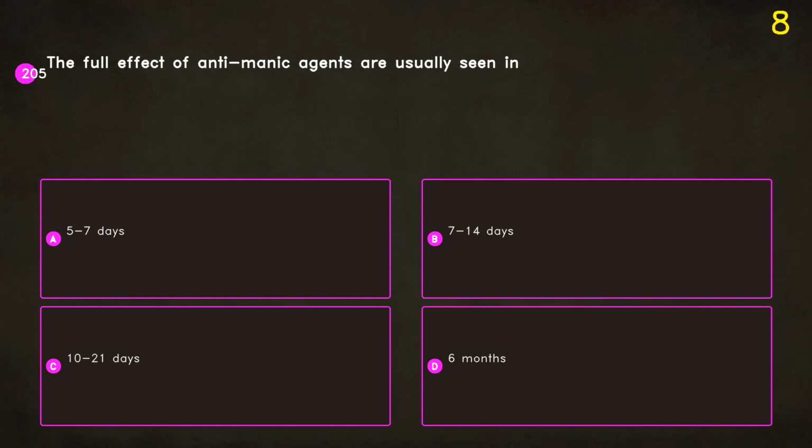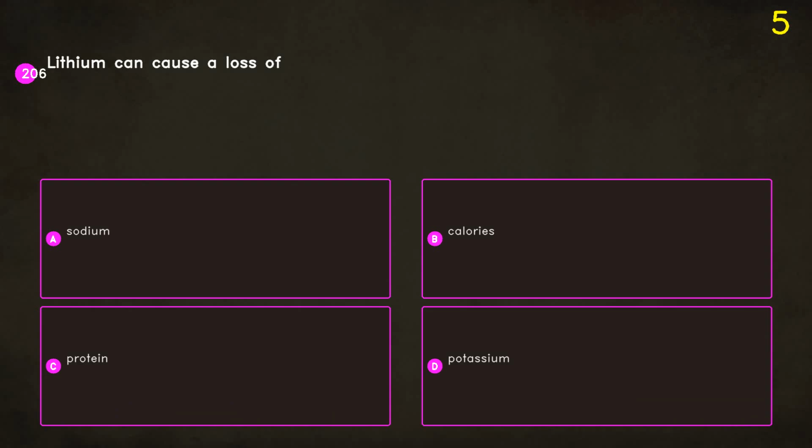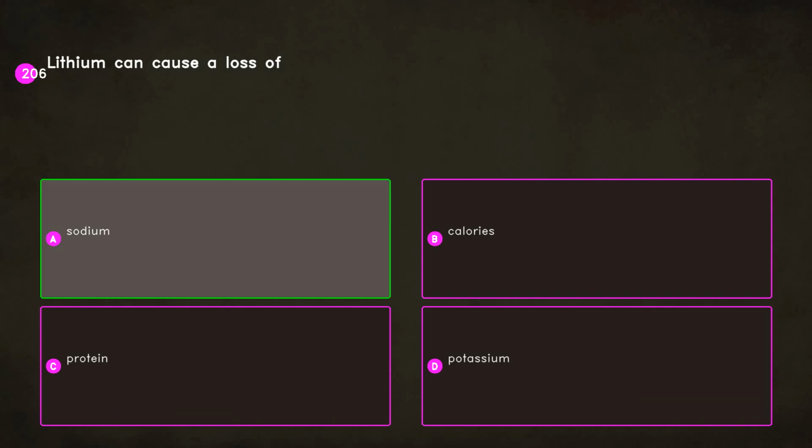Question 205. The full effect of antimanic agents is usually seen in A. 5 to 7 days. B. 7 to 14 days. C. 10 to 21 days. D. 6 months. The correct answer is 10 to 21 days. Question 206. Lithium can cause a loss of A. Sodium. B. Calories. C. Protein. D. Potassium. The correct answer is sodium.